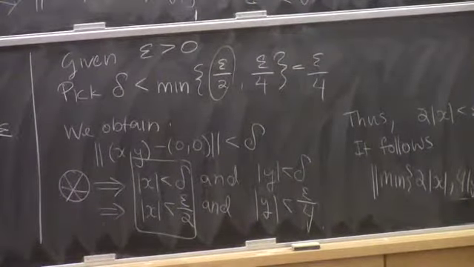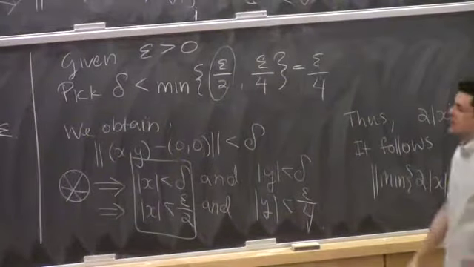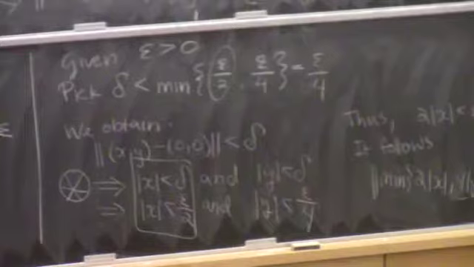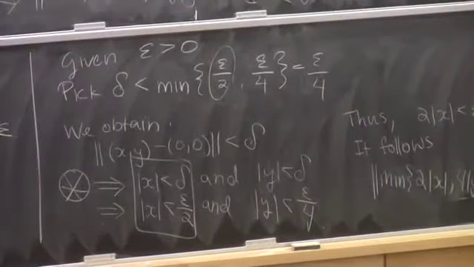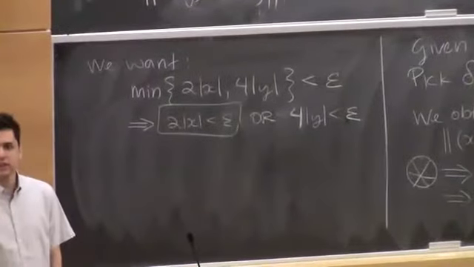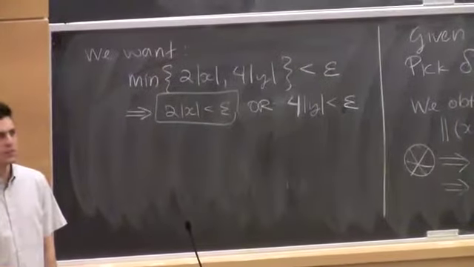So you said that you want to show that either 2x is less than epsilon or... Yes. Okay, yes. You could just force this one. You could just make that one always the minimum. Yeah, okay. That would work too. Okay, any other questions or thoughts about this argument?